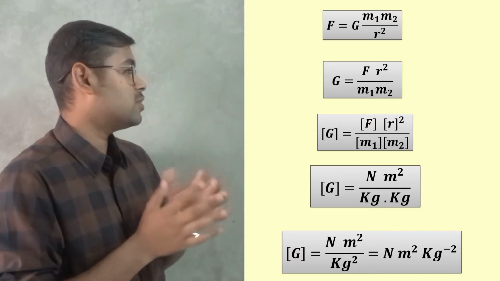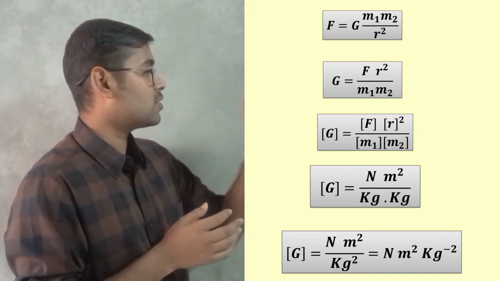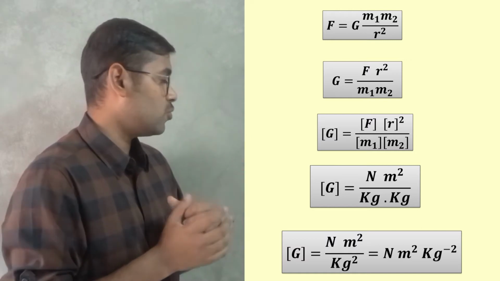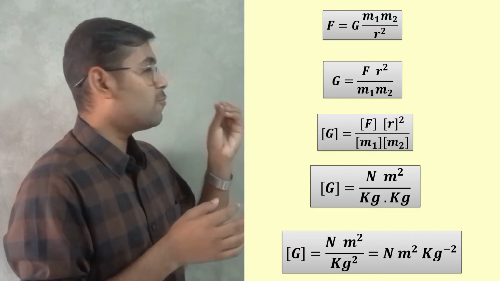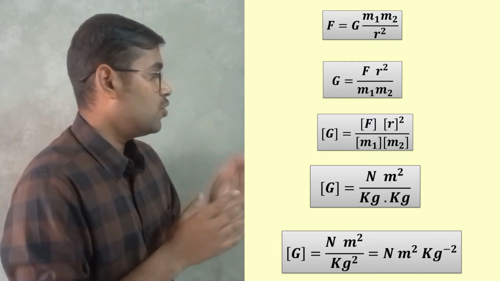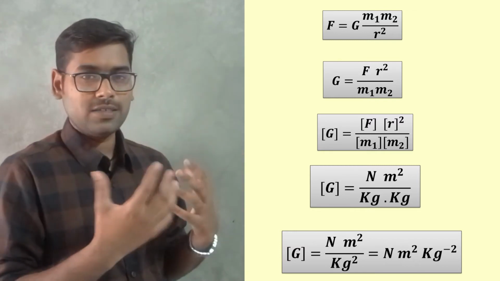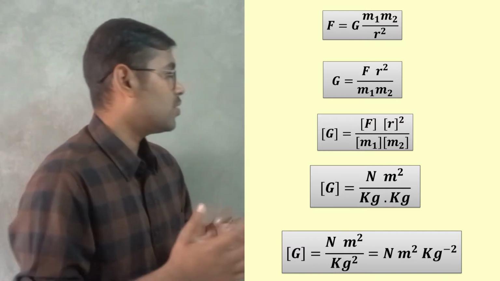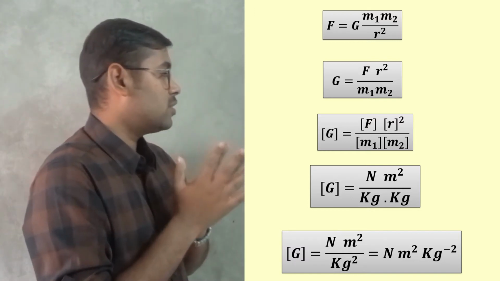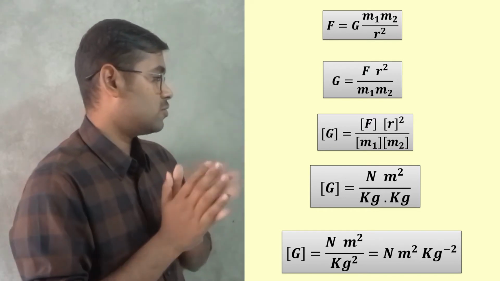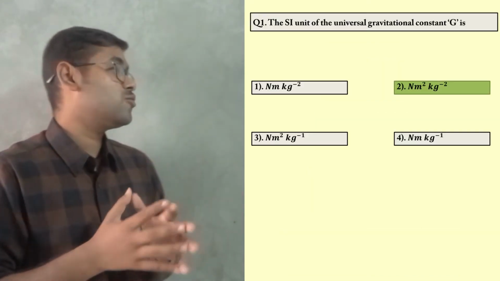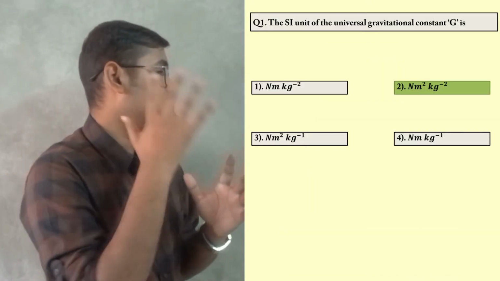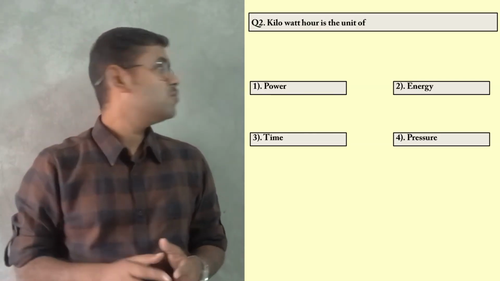So, unit of G is equal to unit of F into unit of r square divided by unit of m1 into unit of m2. So, SI unit of F is newtons, and unit of r, that is distance, is meters. Unit of m1 and m2 are kgs, right? SI unit of mass is kilogram. So, finally, unit of G is equal to Newton meter square per kg square, or Newton meter square kg raised to minus 2. So, answer to this question is option number 2, that is Newton meter square kg raised to minus 2. Guys, next let us move to question number 2.